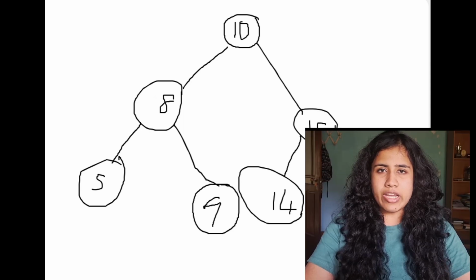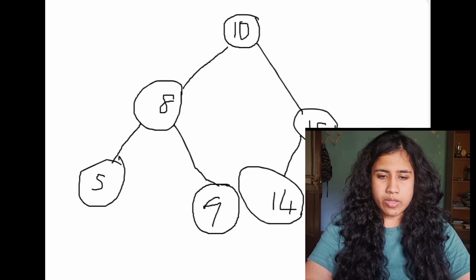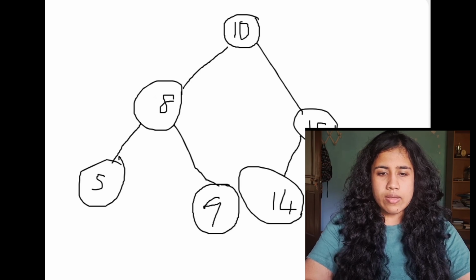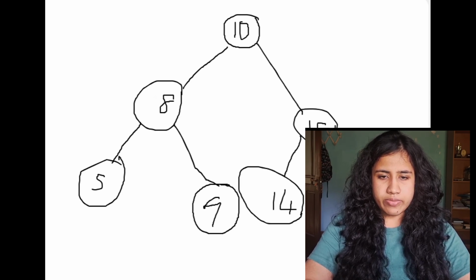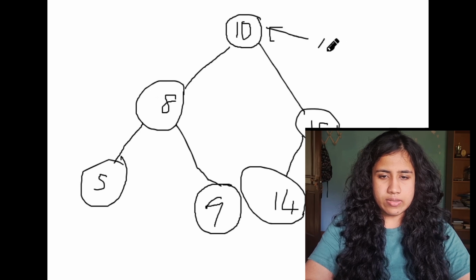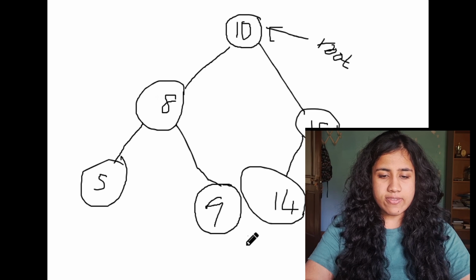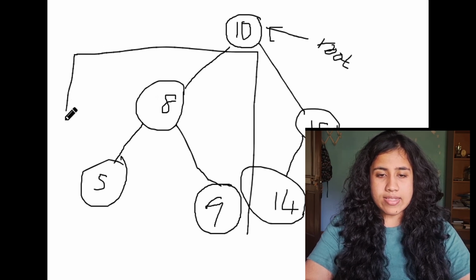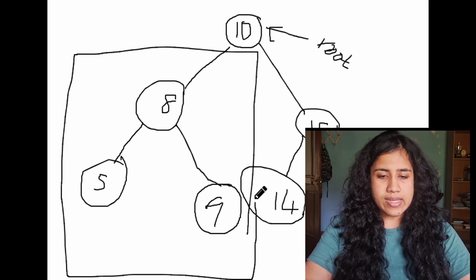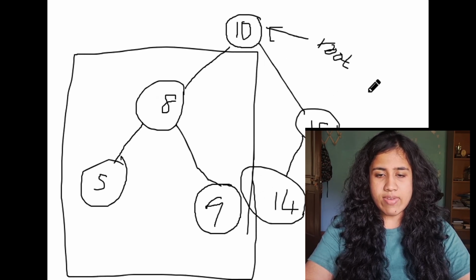Likewise, you can draw the tree up to any level you want. So this is the root node, which is 10. We can see that this left subtree has values that are less than 10: 8, 9, 5. And here it has values that are greater than 10. This is the right subtree.